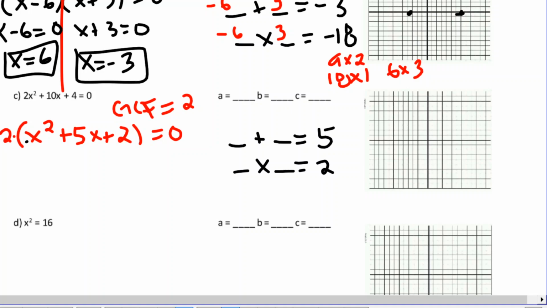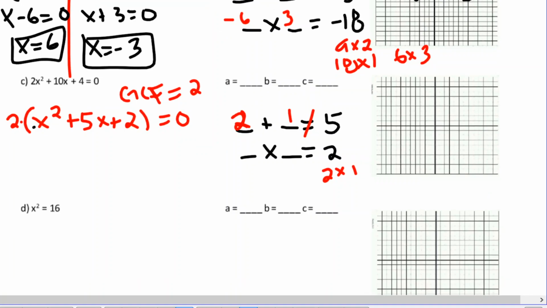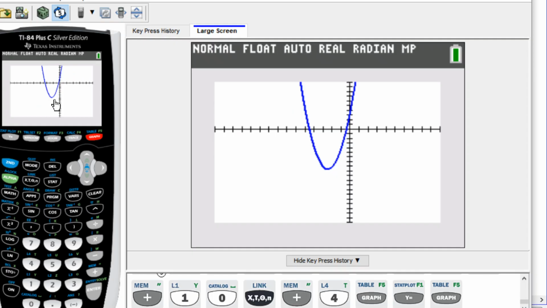And so we look at this and we say, well, factors of 2, the only way I can get 2 is 2 times 1. But if I try 2 plus 1, no matter how many different signs, positives, negatives I try to throw in there, 2 and 1 are not going to get us to 5. So what this means is that this thing is not factorable. However, that doesn't necessarily mean that there's no solutions.